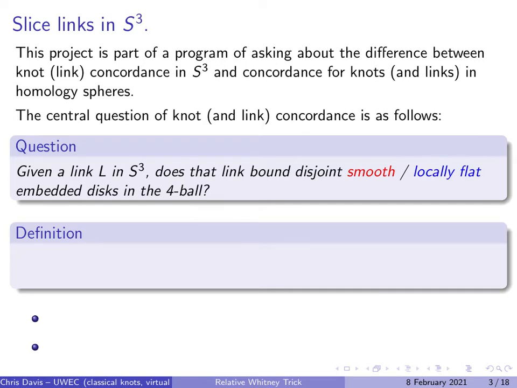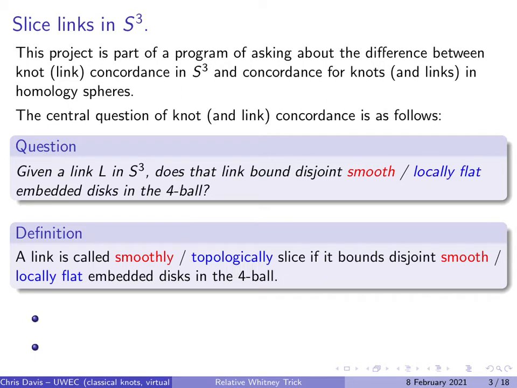So the core question of knot or link concordance is this. Given a link in S3, does that link bound a collection of disjoint embedded disks in the four-ball? You'll require these disks to be smooth if you want to do smooth knot concordance, or just locally flat, meaning that these disks will have tubular neighborhoods, if you want to study topological concordance. More precisely, a link is called smoothly or topologically slice if it bounds such a collection of smooth or locally flat embedded disks in the four-ball.